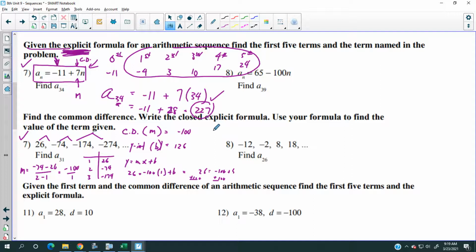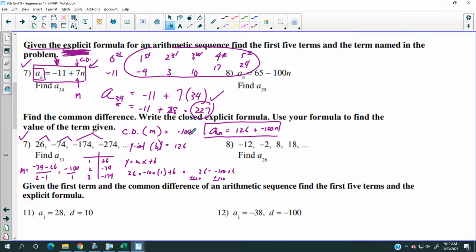What's the formula? Let's see. All right, I'm going to be a nice kid and use this lingo. So a of n is, right? Now, I'm going to write it the way they want. I'm going to write the y-intercept first. I'm going to write 126 plus the slope, negative 100n. Okay, so there's our explicit formula.